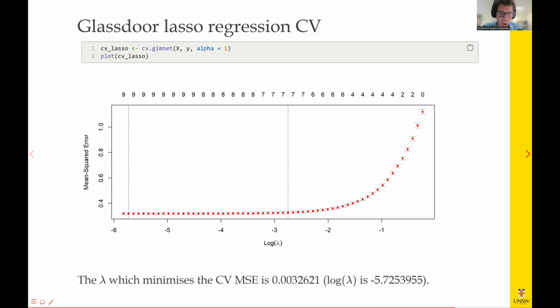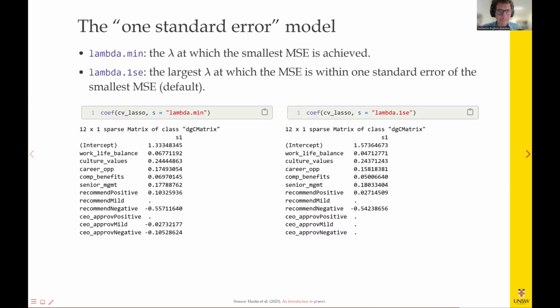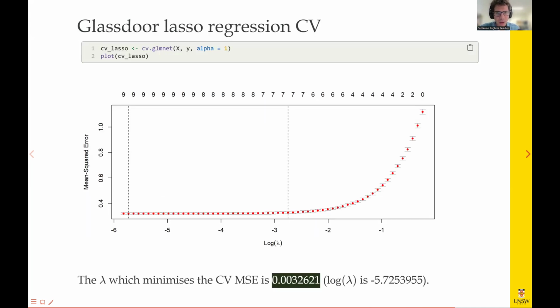again, we get that the optimal lambda is a pretty small lambda, so a pretty small penalty or shrinkage of the coefficients. Okay, now let me explain this business of having a second line here, which I don't know how much it is used in practice.